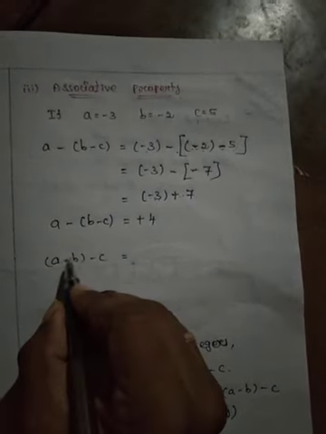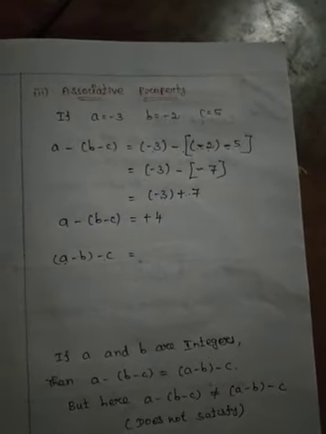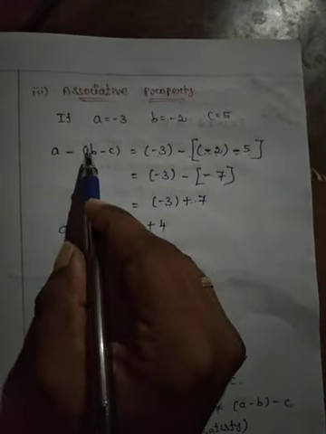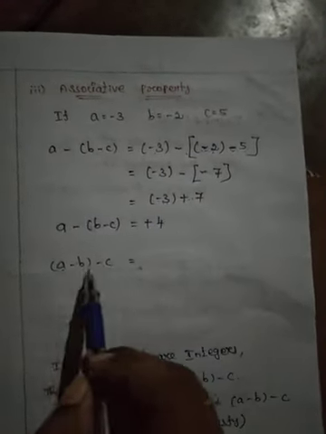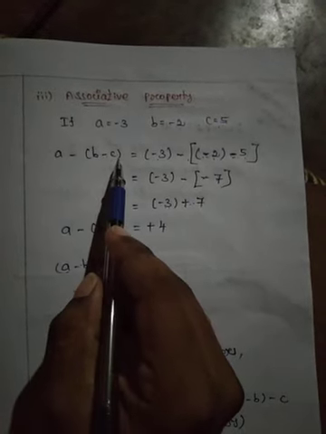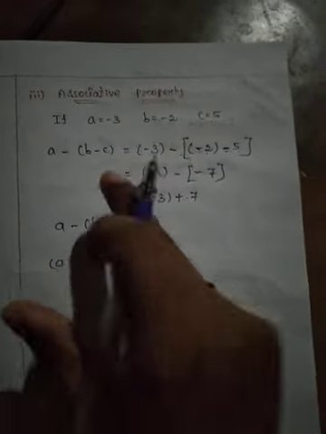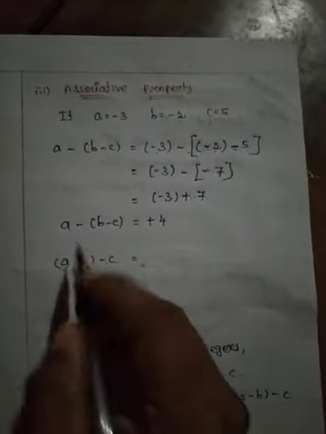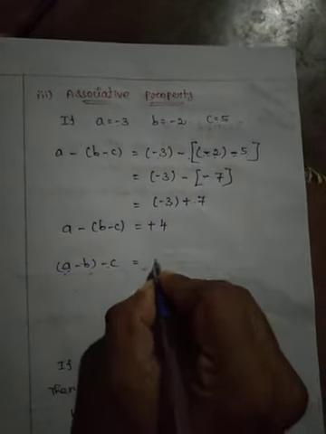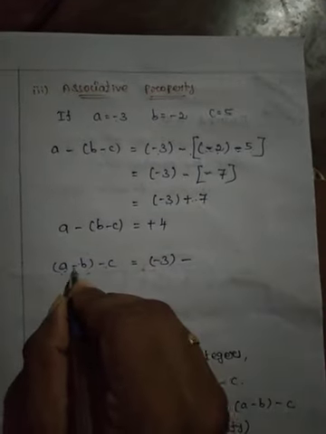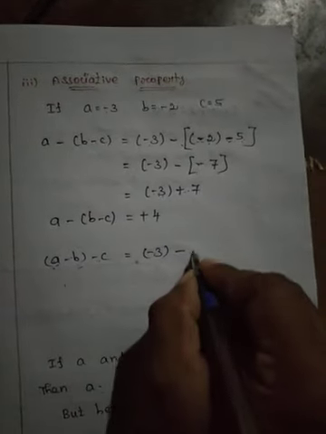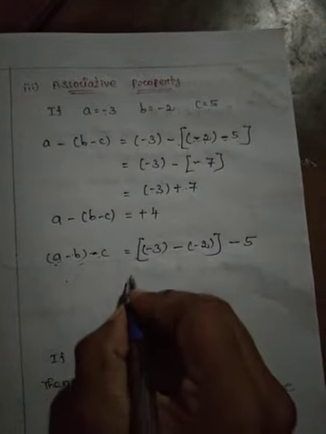Okay. Next is the other grouping of a minus b minus c. Here the grouping is changed. Both are the same, but only the grouping changed. What is the value of a? Minus 3. The value of b is minus 2. The value of c is 5. First of all, you find out the bracket.